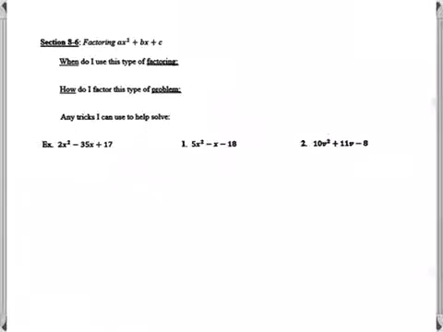Here we're looking to factor ax squared plus bx plus c. And so we use this when we have a leading coefficient greater than 1. And to help us remember how to do this, this is going to be our slide, divide, bottoms up factoring.